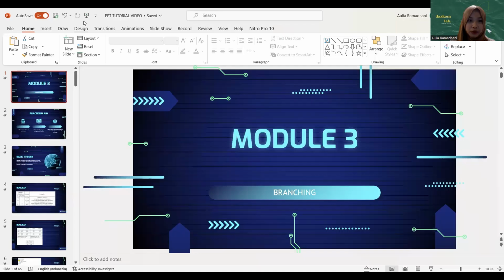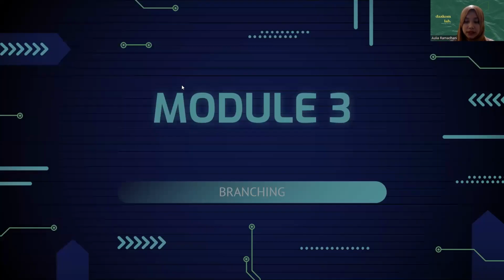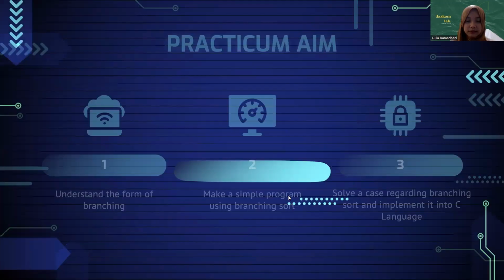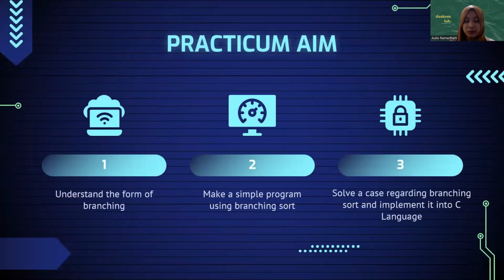So now we're going to be discussing the third module, branching. We're going to start with the practicum aim first. First, understand the form of branching. Second, make a simple program using branching sort. Third, solve a case regarding branching sort and implement it in the C language.